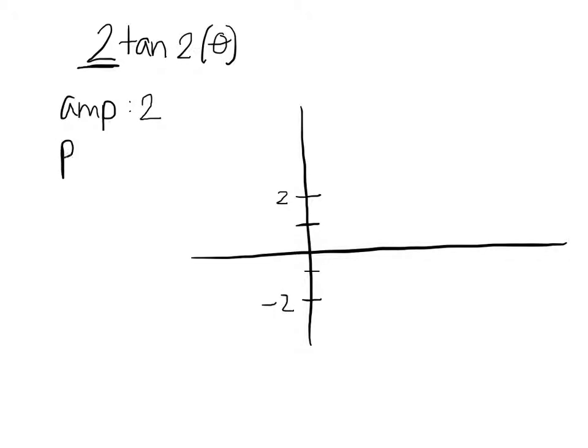Alright, now the period. Here's the thing that we didn't look at yet: the period for tangent is typically pi. Not 2 pi like sine and cosine, but pi. So if I want to find the period, I'm going to take pi divided by b, and b here is 2. So the period for this graph is going to be pi over 2.